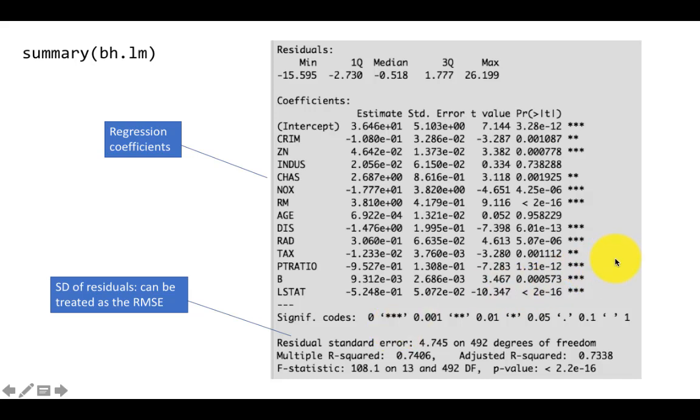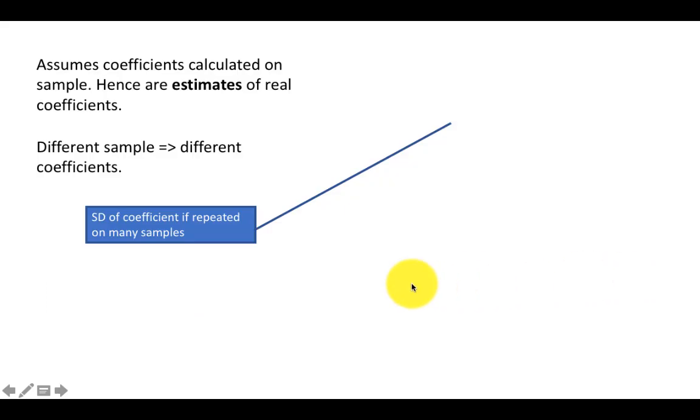But of course, there are many other things we need to look at. For example, there are all these coefficients. Which of them are important? Which of them are not important? We'll be looking at all of those things now.